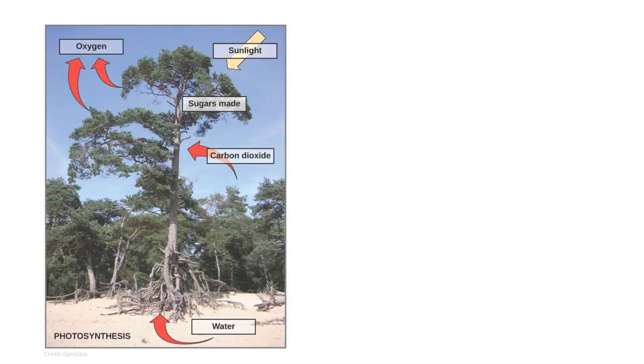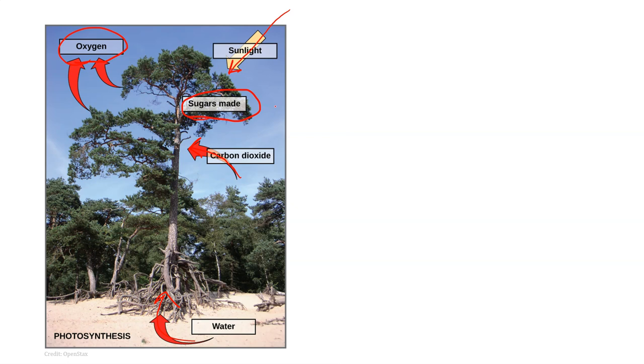Okay, so a little bit about what's going on here. This is a nice little summary. Basically, energy from the sun comes down, and carbon dioxide is taken out of the air. Water is consumed, and then we're left with two very, very important products: oxygen and sugars. So between the two of these, life can be sustained.